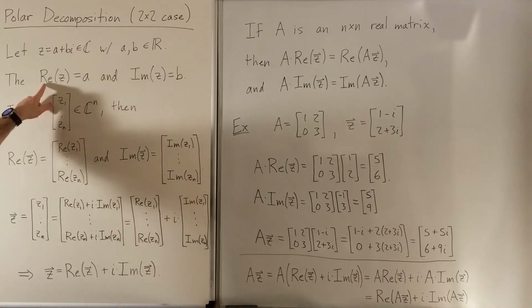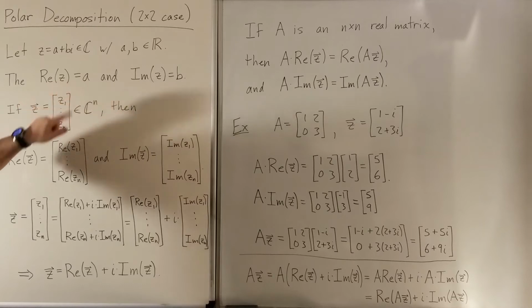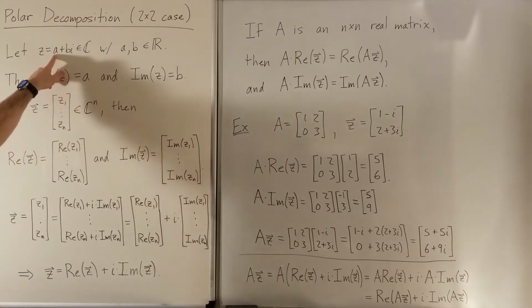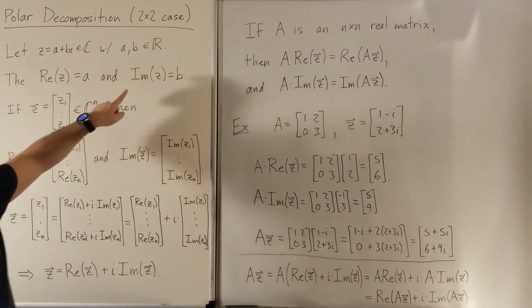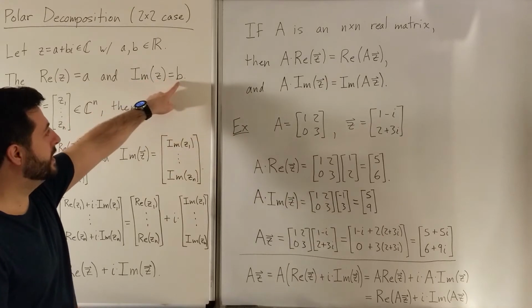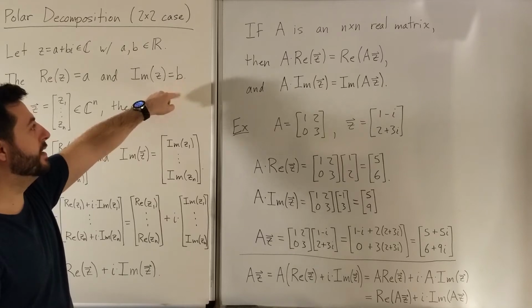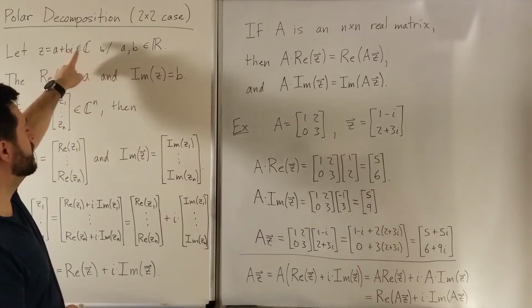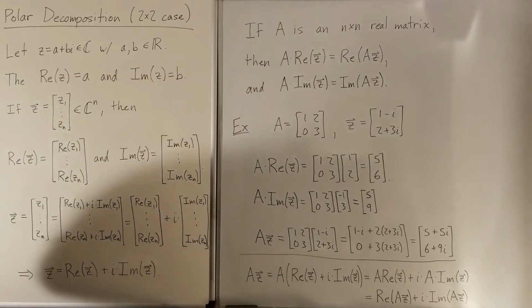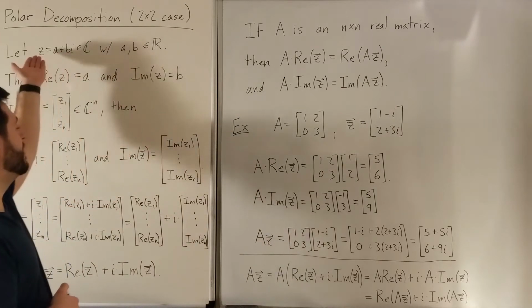And we can, just for notational reasons, say that the real part, Re of z, is equal to a, the number that doesn't have an i in it, and the imaginary part of z is equal to b. Notice that b is not an imaginary number, it's the real part, the coefficient of the i. So it's the imaginary part of z.